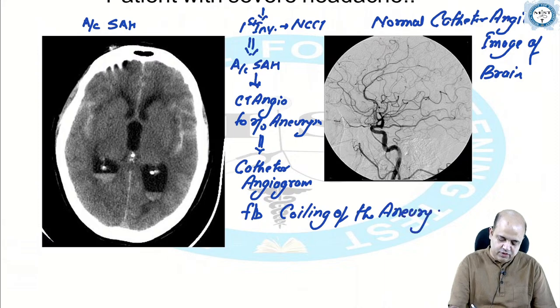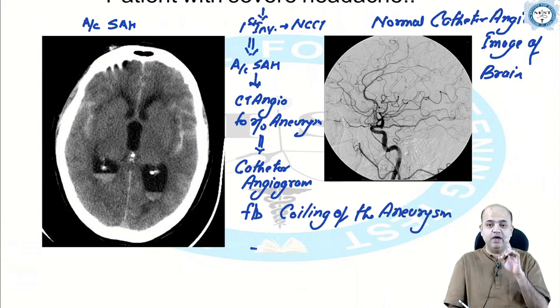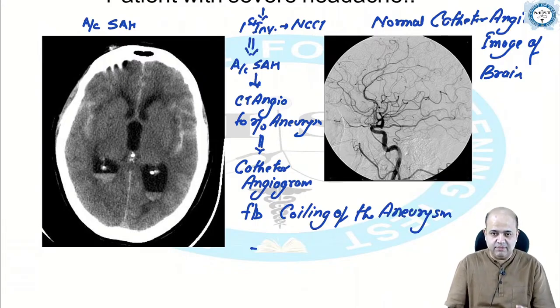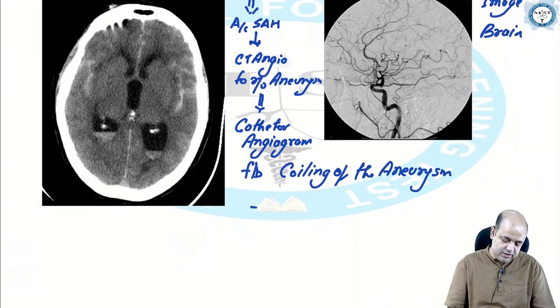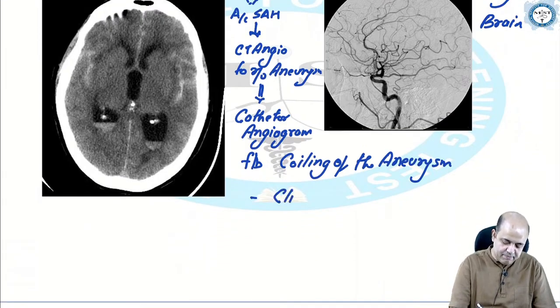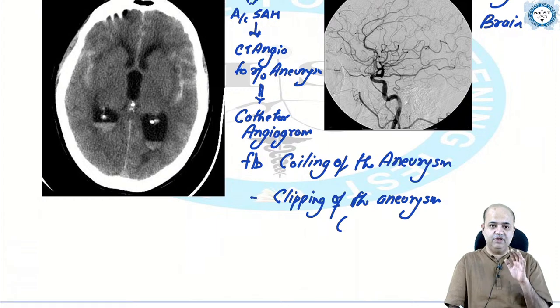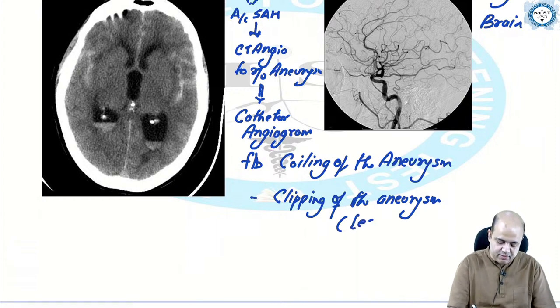If the facility for coiling is not available, then we can also do surgical clipping of the aneurysm. But for surgical clipping, we need to cut open the skull and go up to the level of the aneurysm, and that is quite an extensive surgery, followed by a clip. This is less preferred treatment.